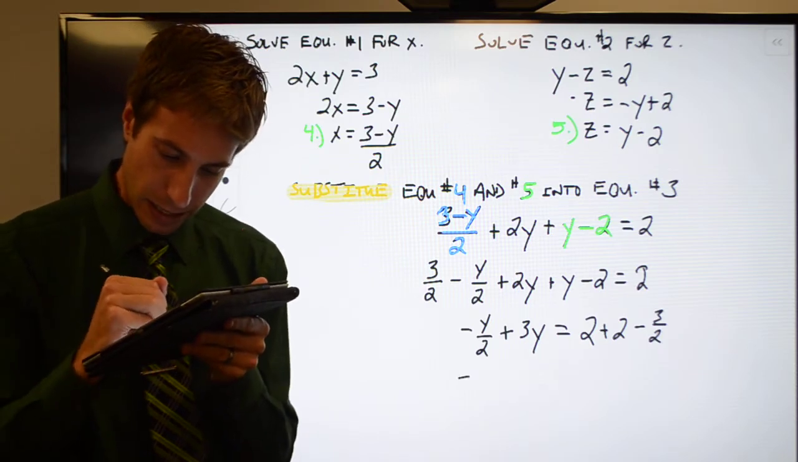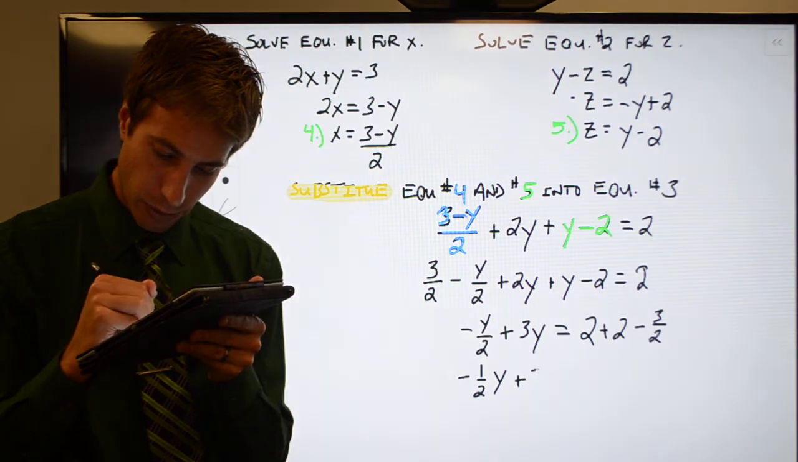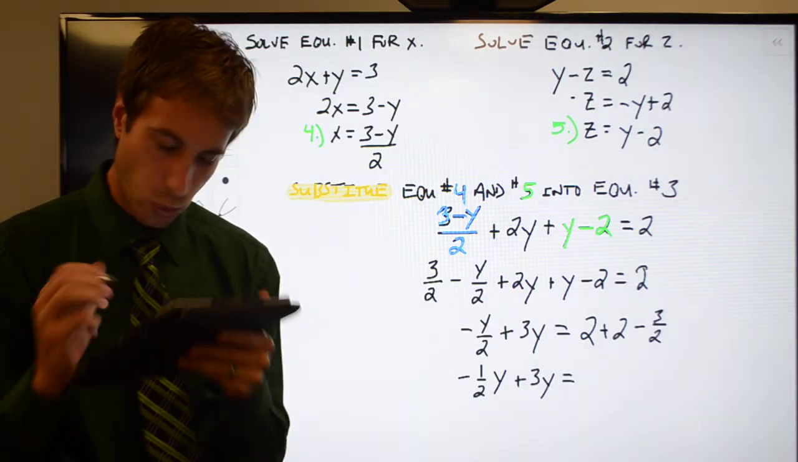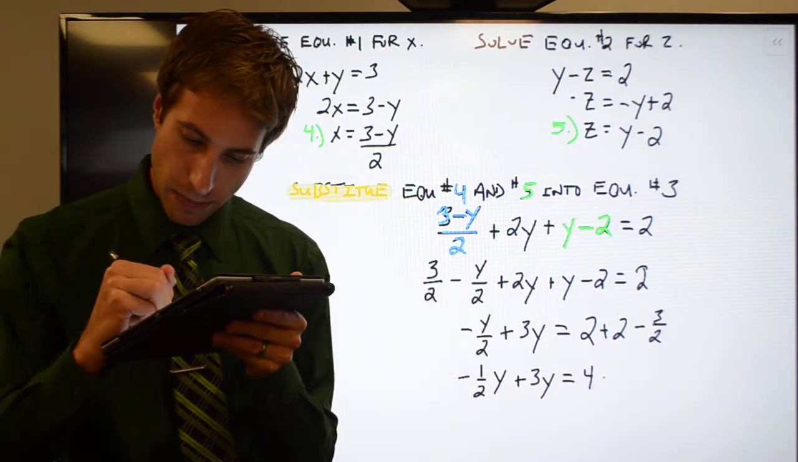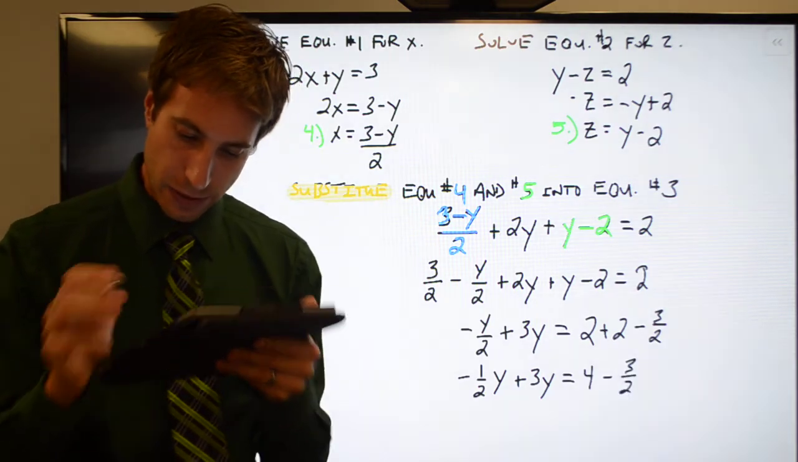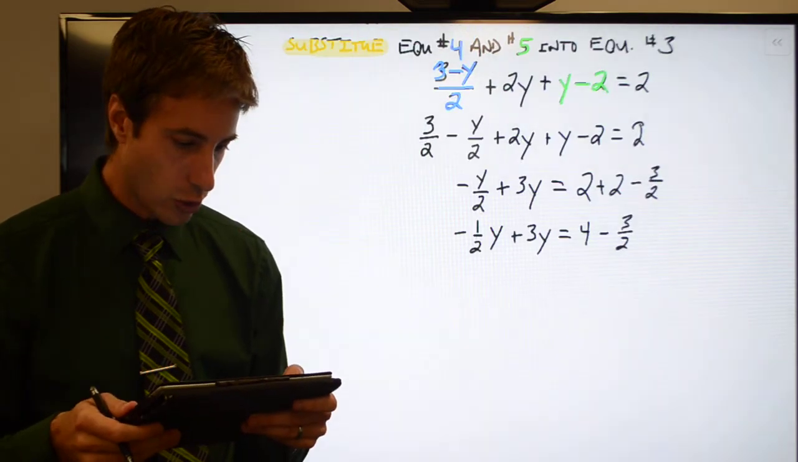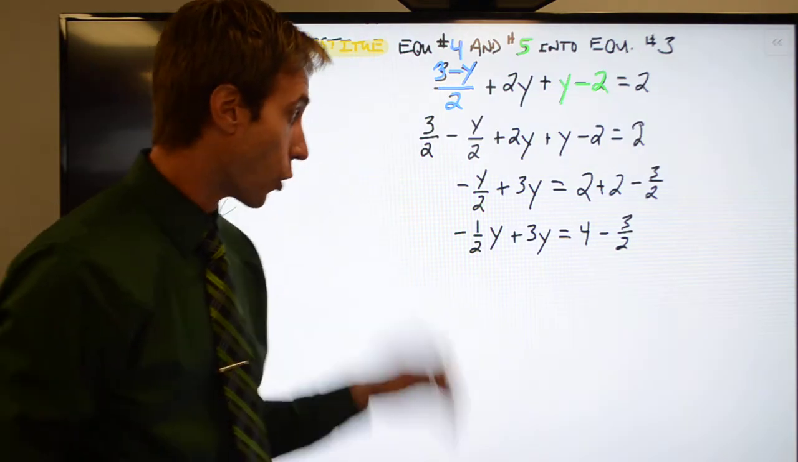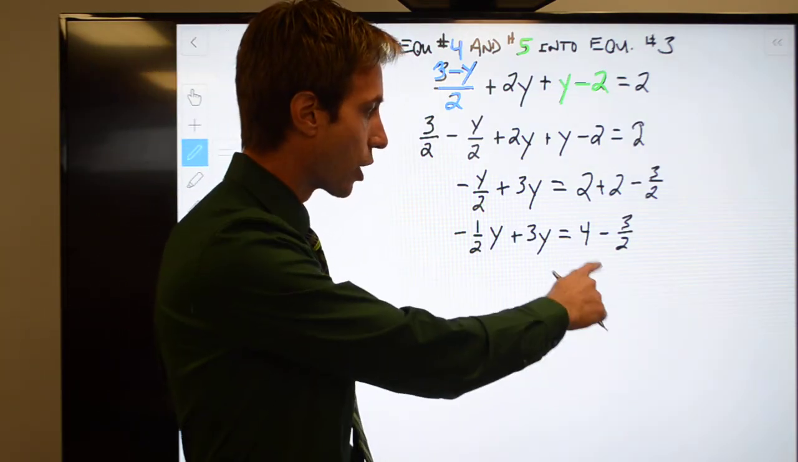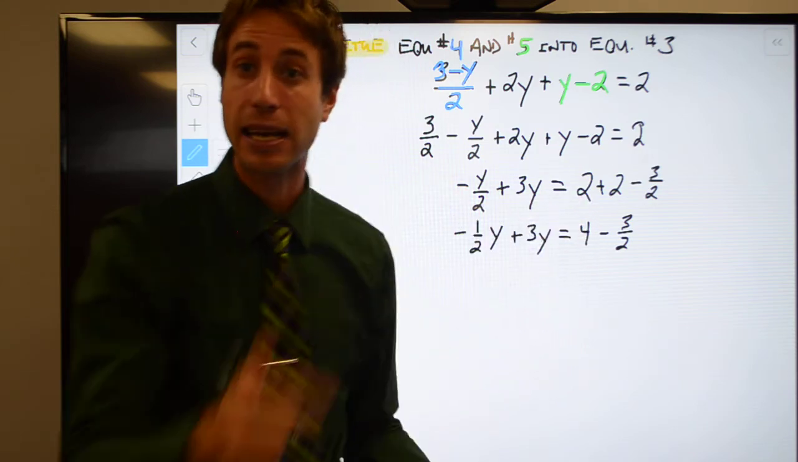I have minus 1/2 y plus 3y is equal to 2 plus 2, which would be 4, minus 3 halves. Okay, let's keep going. In order to add fractions, I need a common denominator. So I'm going to put a 2 in the bottom down here, but that means that this now becomes 8 halves, right?